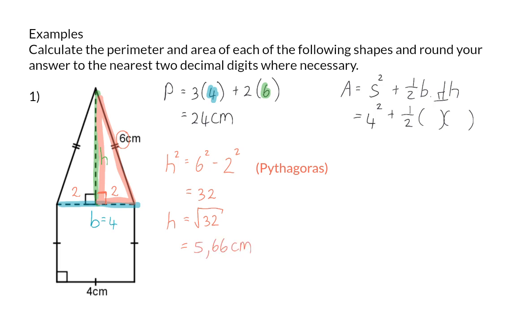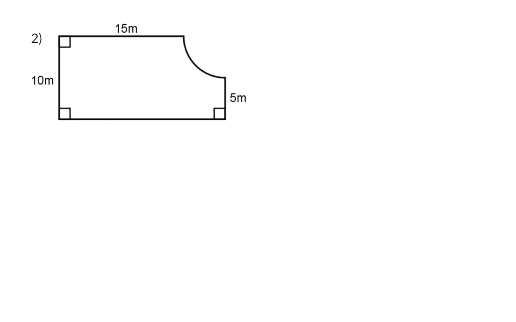5,66 centimeters. Now we can substitute into our area formula. We said that the base is 4 and we've just determined that the height will be 5,66. Therefore, the final area will be 27,32 centimeters squared.